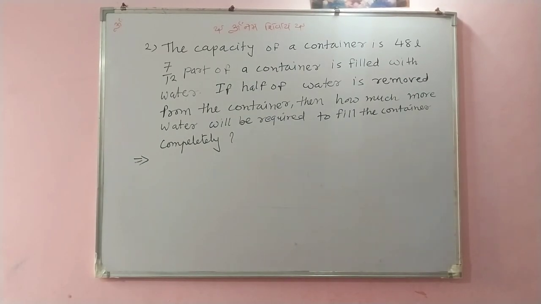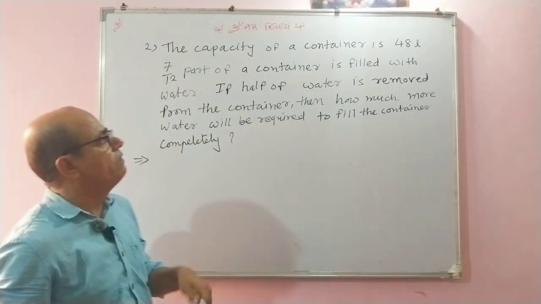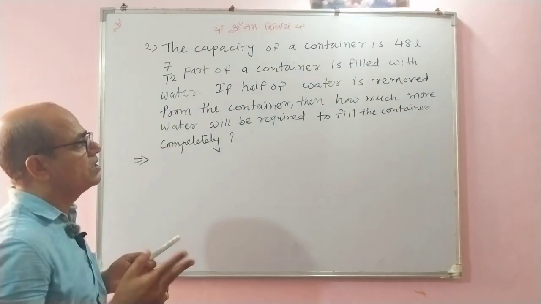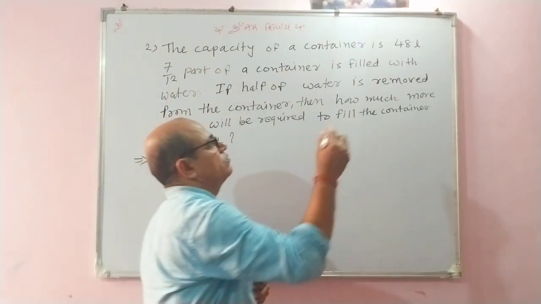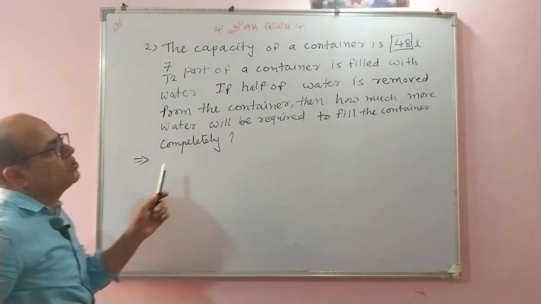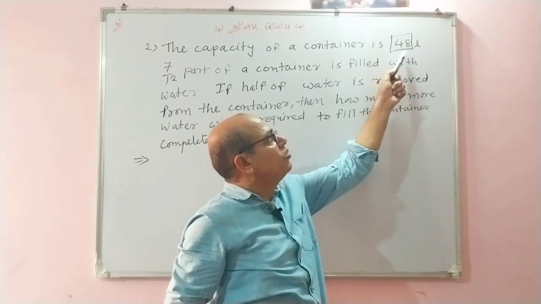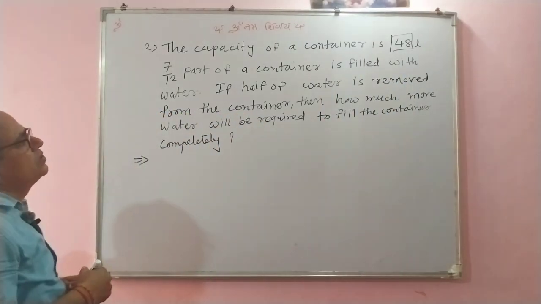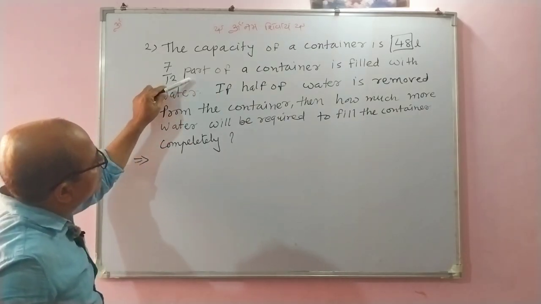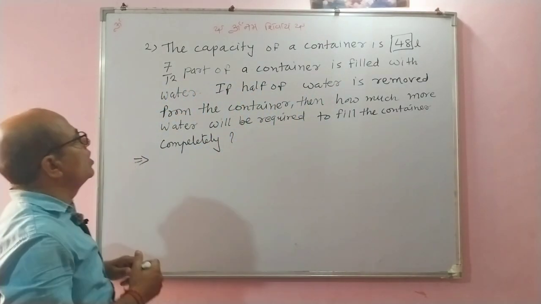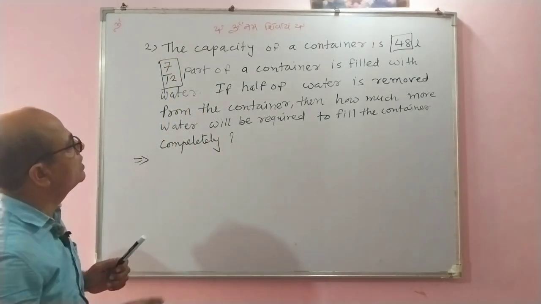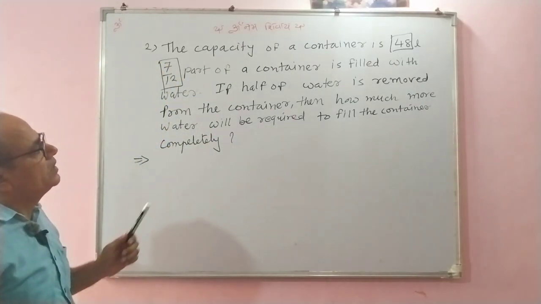Now see, the question is: the capacity of a container is 48 liters. There is one container or one bartan, whatever you say, its capacity is 48 liters. That is the maximum you can put in the water, not more than this, right? So the capacity of the container is 48 liters, but 7 upon 12th part of the container is filled with water. It is not completely filled, so water is filled up to 7 upon 12th part, right?